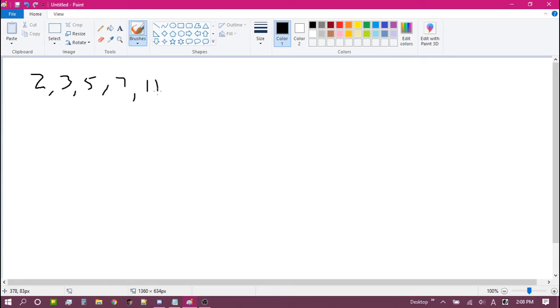You can figure out 13 and 17 and other bigger numbers if you need to, but you probably only need this. And if you want something, say, divisible by 6, well, 6 equals 2 times 3, so you check divisibility by 2 and then divisibility by 3. And if they're both divisible, then it's divisible by 6.